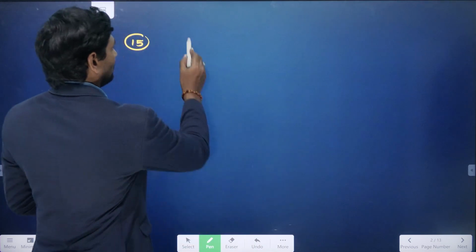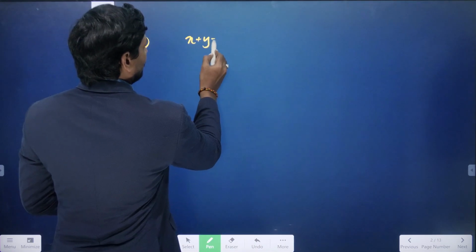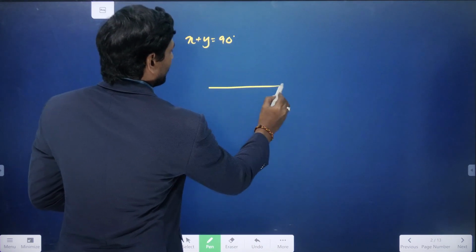The 15th question is: in the figure, not to scale, x and y are complementary angles. Same as the 14th question. Complementary means x plus y equals 90 degrees, correct? So we can write x plus y equals 90 degrees, and one diagram is given.